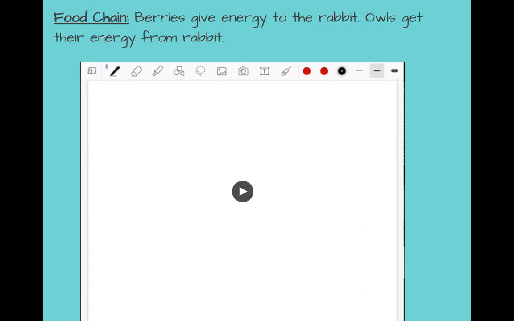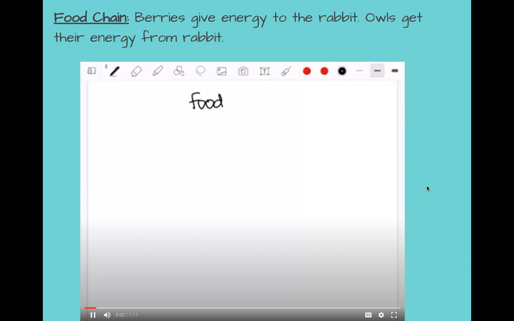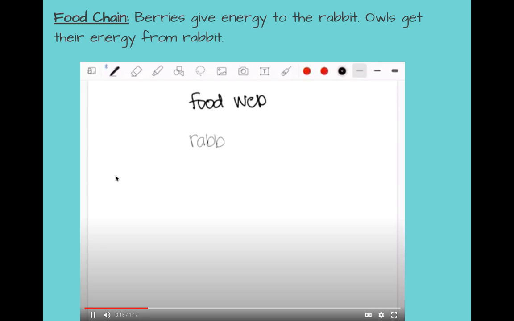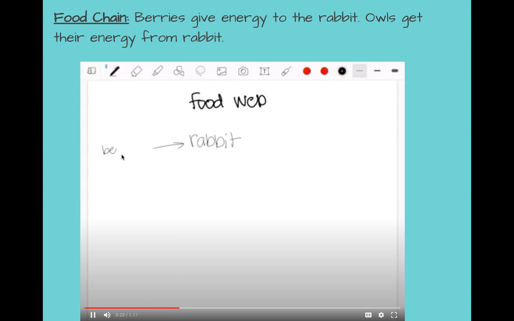So now what we're going to do is we're going to see how to think this out. This would be the story that I would give you. Berries give energy to the rabbit. Owls get their energy from the rabbit. Okay. So we know that berries give their energy to the rabbit. So the first thing that I'm going to do is I'm going to write in my rabbit. So who gives its energy to the rabbit? What gives energy to the rabbit? Well, we know it's the berries. So I have my first section, the berries give energy to the rabbit.